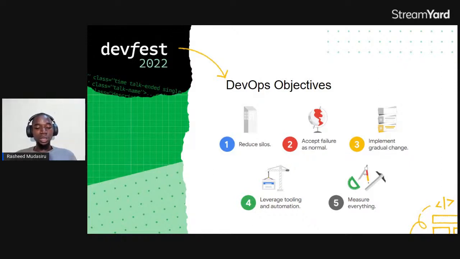Another thing is leveraging tooling and automation. DevOps tells us that the tasks that can be automated should be automated. We should leverage automation while we are building our system and our software. And lastly, which is one of the key things that today's presentation will be focusing on, is measure everything. We have to measure everything, be it the performance of your system, the health of your system, or how your system is doing. You need to measure them.